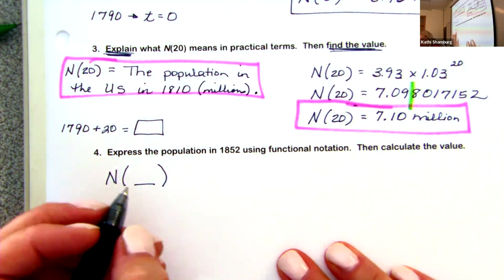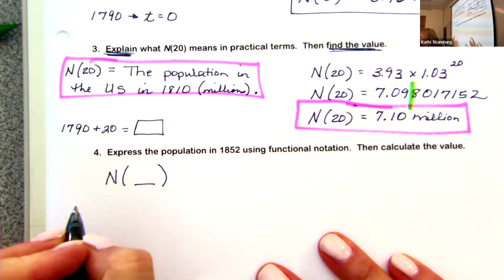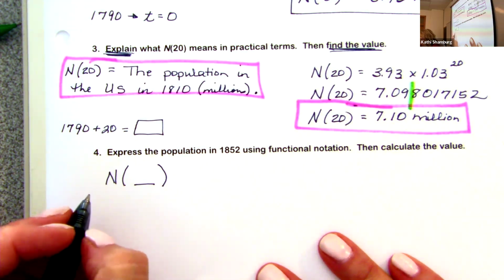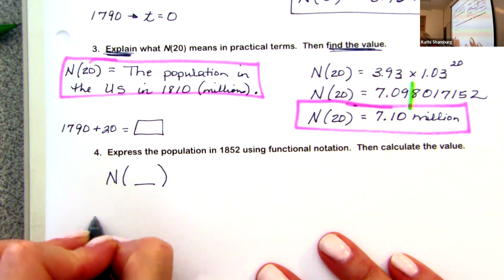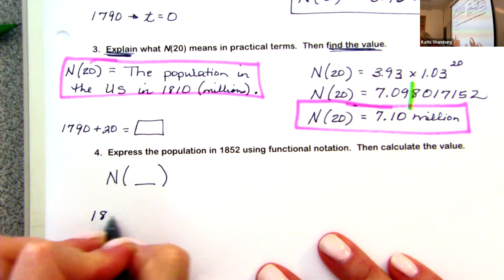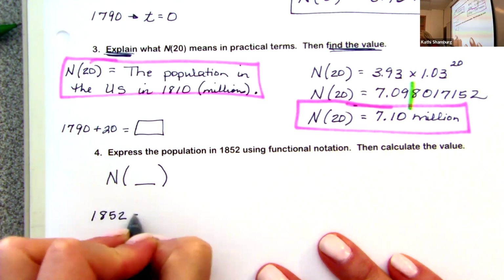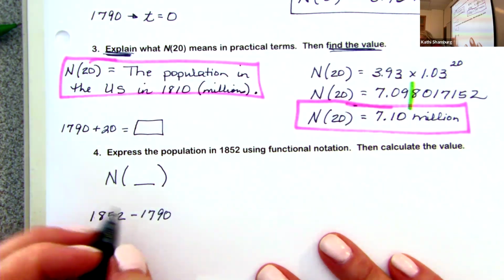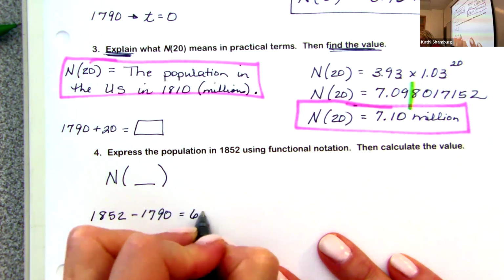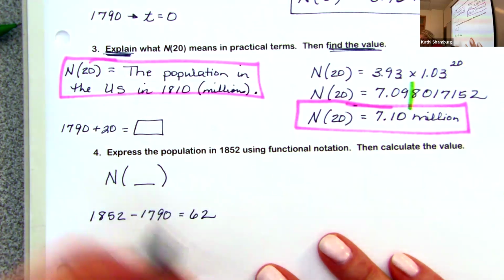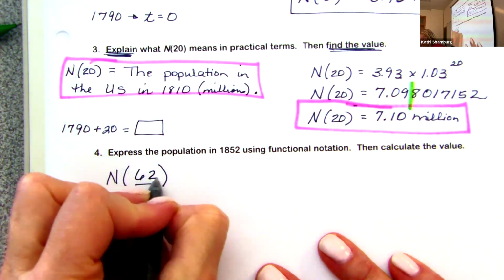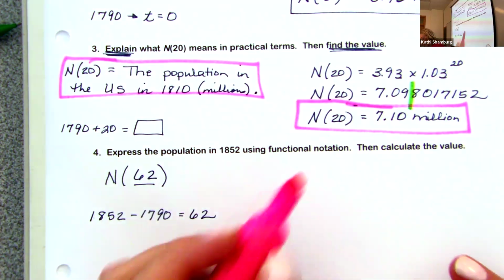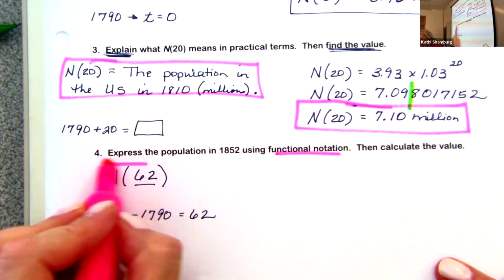So I gotta figure out how many years it's been since 1790. So what am I gonna do? Subtract. How'd you get 62? You are correct. Yeah. You subtract 1790 from 1852. So I'm gonna take 1852 minus the year 1790, and that would give us 62 years since 1790. So in at 62, that is functional notation.